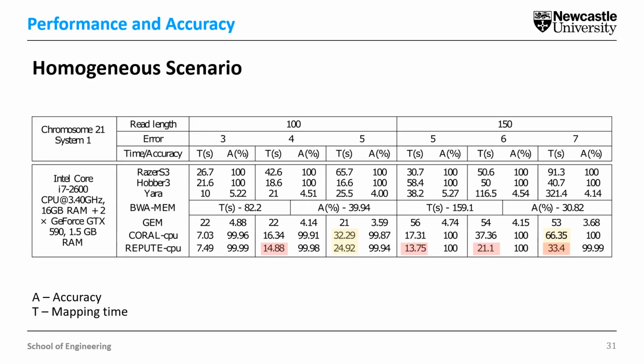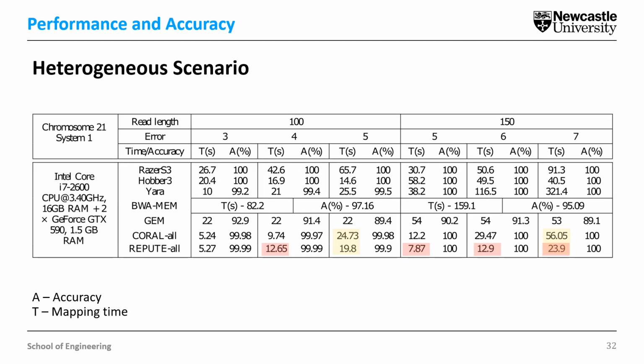This slide presents results for the homogeneous scenario, which means that all the read mappers were implemented only on the CPU of the workstation. We can see that accuracy-wise, REPUTE performs either the same or better than the rest of the previously proposed read mappers. With respect to mapping times, we are faster than all the previously proposed read mappers, and we are faster by almost a factor of two with respect to CORAL, especially for longer reads and higher error values.